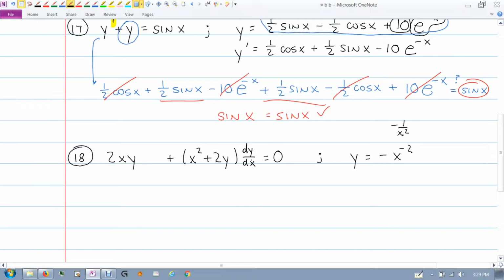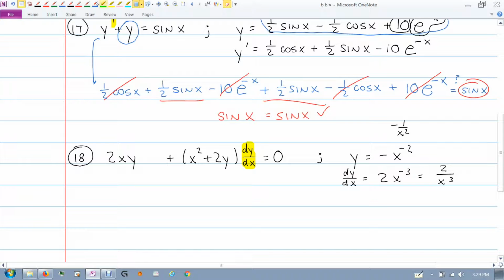Okay, so let's check. Oh, I need the derivative. I was trying to point out that I need the first derivative. So dy dx, using Leibniz notation, is actually going to be positive 2 x to the negative 3. So that's our little power rule. This is the same as 2 over x cubed. All right, here we go. Let's start writing some things down here.